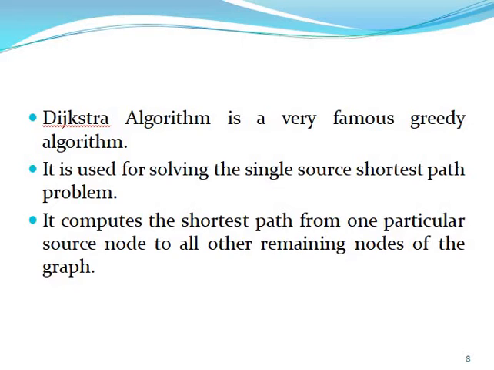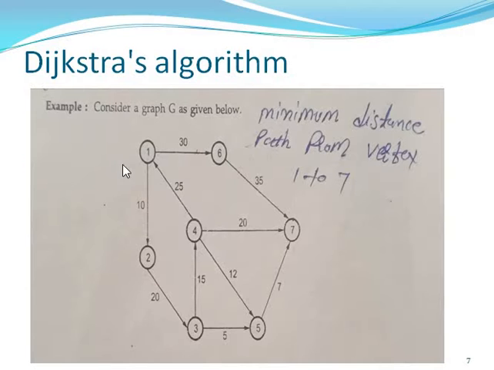Dijkstra algorithm is a very famous greedy algorithm. It is used for solving the single source shortest path problem. It computes the shortest path from one particular source node to all the other remaining nodes in the graph. So what is the Dijkstra algorithm? Going from 1 to 7 from a particular node, it is not possible to cover all the nodes, but you can cover the nodes that let you find 7 in the minimum distance. So this is the main function of the Dijkstra algorithm.